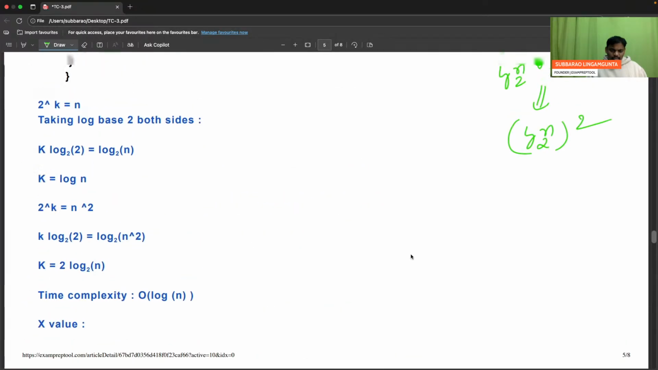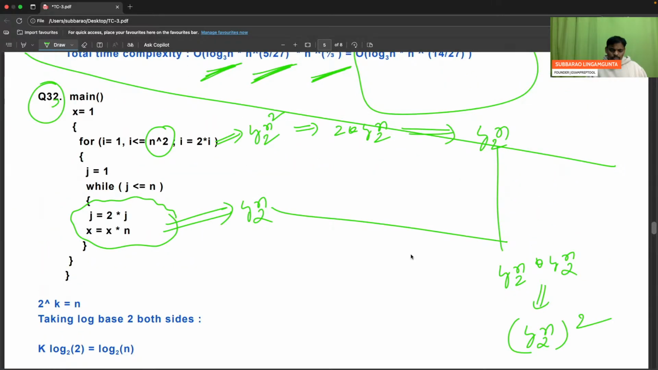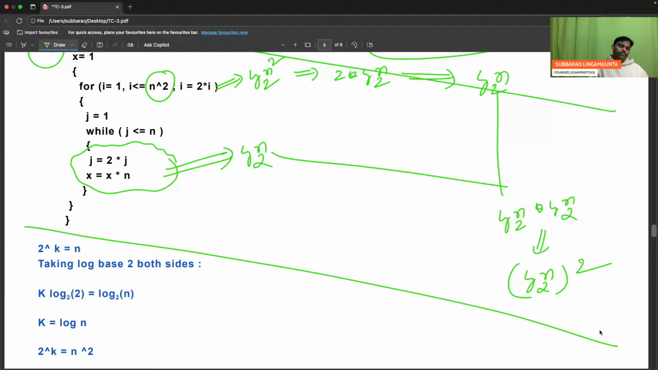Let me check what exactly the question is. So for question number 33, the time complexity is log n base 2 whole square, because the outer one is also log n base 2. Check, inside also log n base 2. Finally log n into log n square. Please check if I have done anything wrong.